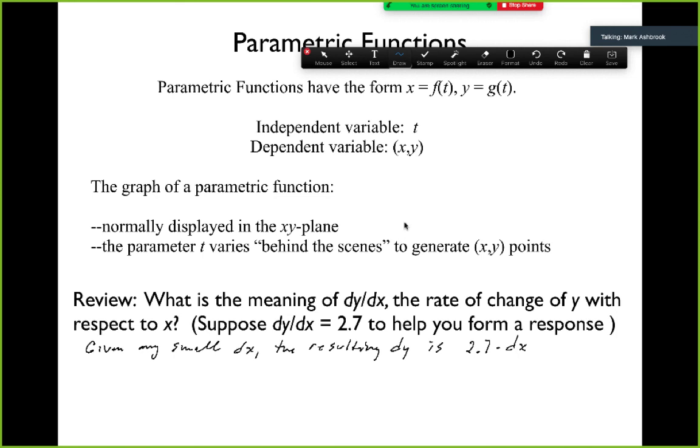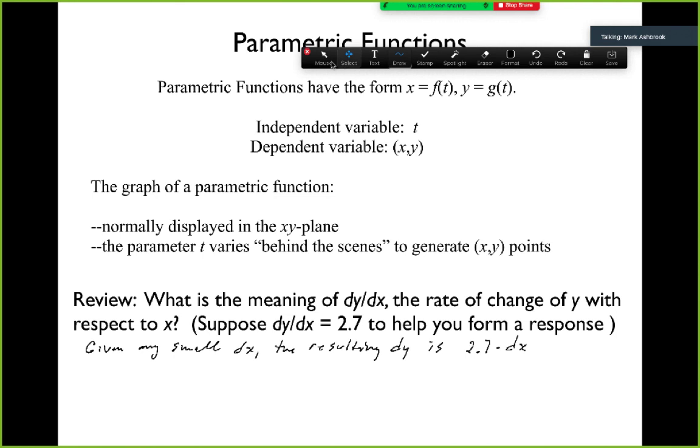This quantity is telling us how fast y is changing with respect to x, and this is how we make sense of it. For a small change in x, y will change, in this case, 2.7 times as much as x. Okay, so now let's talk about parametric functions.